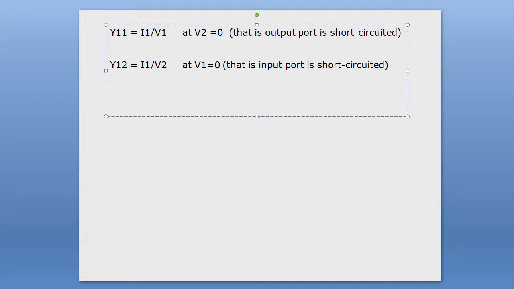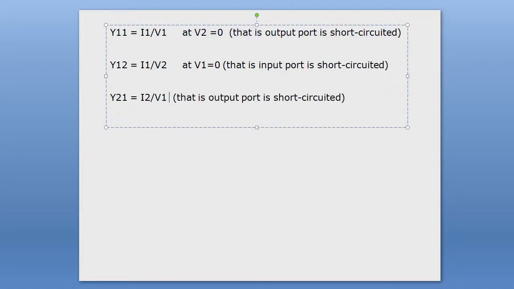Now you calculate the value of y21. So y21 equal to I2 by V1. Everyone, carefully see equations 1 and 2, then you can easily understand. For this case, V2 is 0. The output port is short circuited. That means V2 is 0.